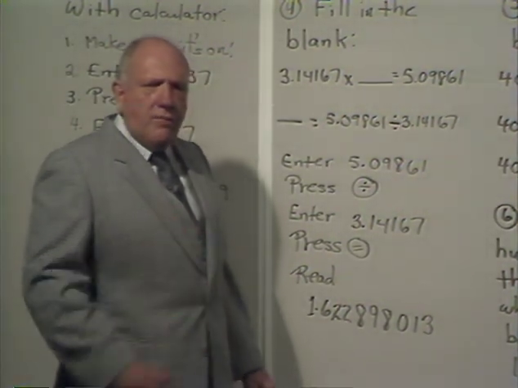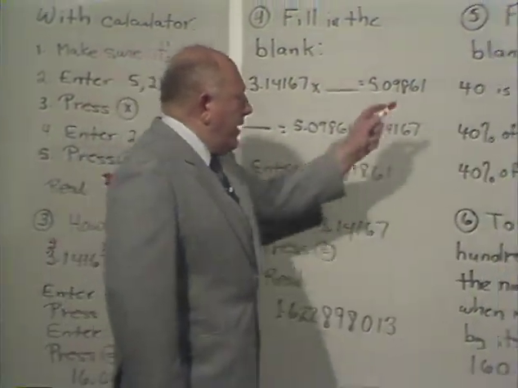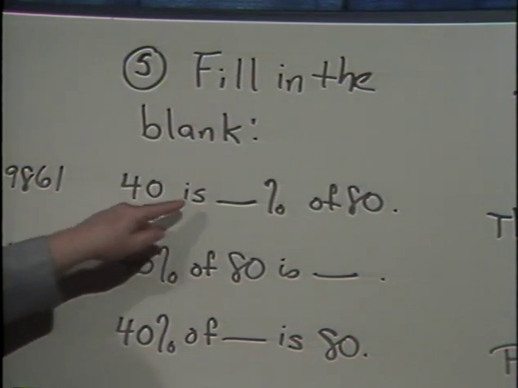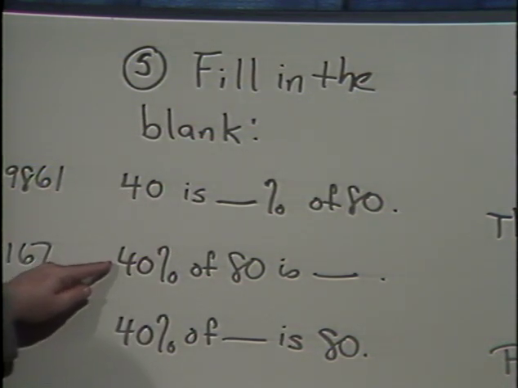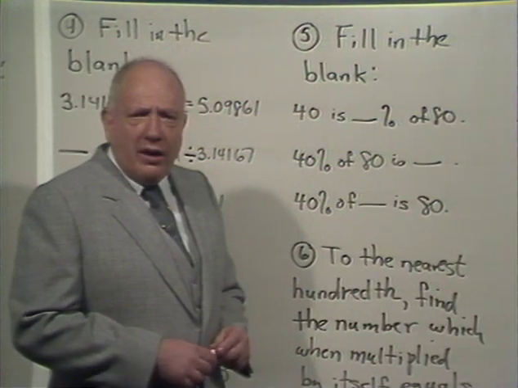Let's come back to a problem that we've used before and we'll probably use again. It says fill in the blank, and I give you 3 parts. The first says 40 is blank percent of 80. The second says 40% of 80 is blank. And the third one says 40% of blank is 80. And if all you know is the calculator, you look blank. If you don't know the concept, you look blank the whole time we're talking about this.